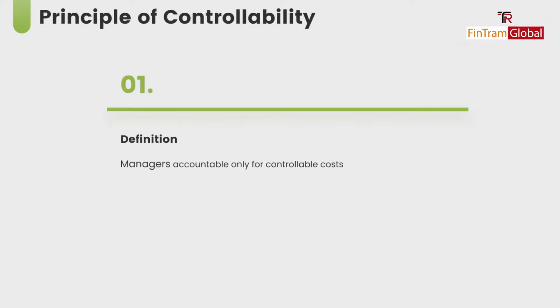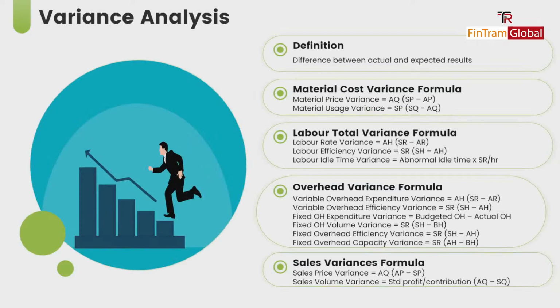And of course, there are some small principles that you need to learn, such as the principle of controllability, because we're only holding people accountable for the factors that they have a certain level of control over, right? So that's basically the idea. And then of course, we also have variance analysis as well, which is the most terrifying topic that a lot of students find difficult.